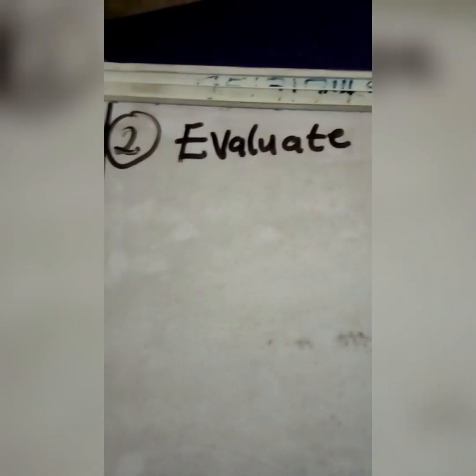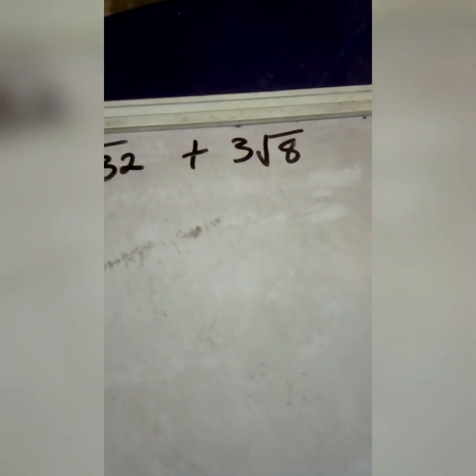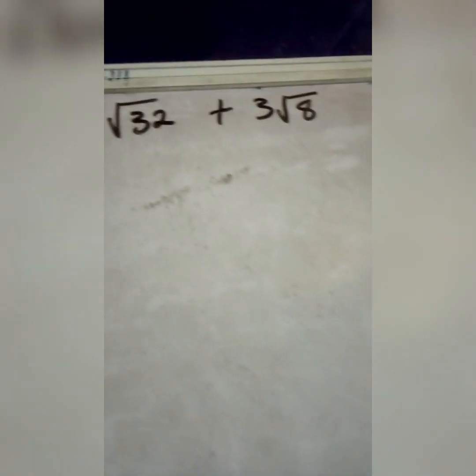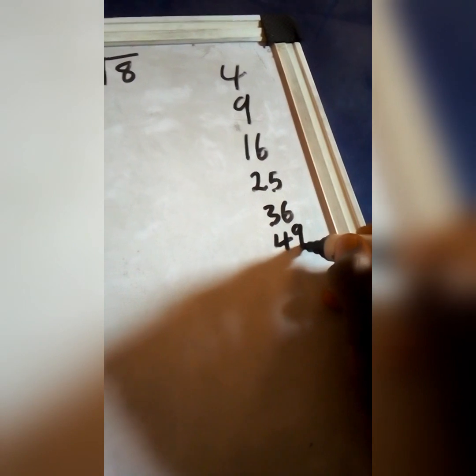Here we go. Number 2, we are to evaluate root 32 plus 3 root 8. That is the question. Now what did I tell you is the first thing to do? You write out perfect squares, and I told you that 1 is a factor of all numbers, so we don't really need 1. We start from 2 times 2, which is 4. 3 times 3, 9. 4 times 4, 16. 5 times 5, 25. 6 times 6, 36. 7 times 7, 49. Let us stop from here.